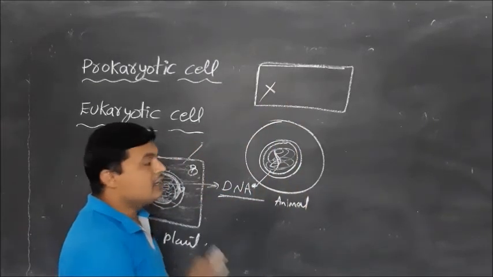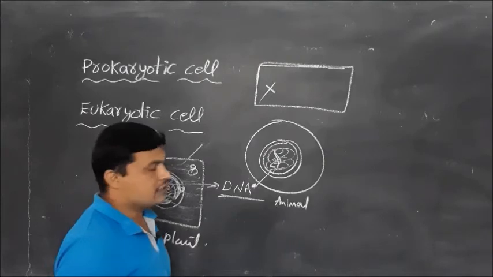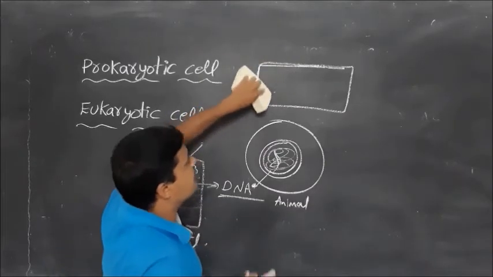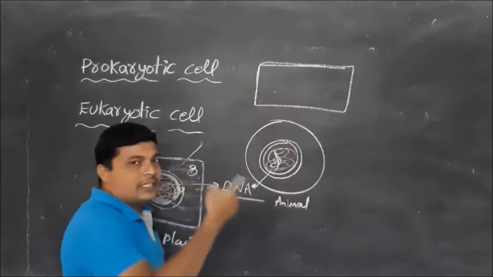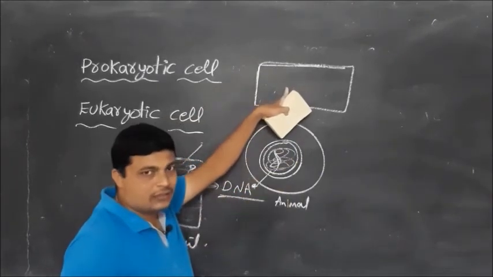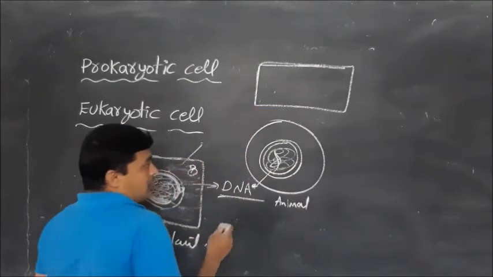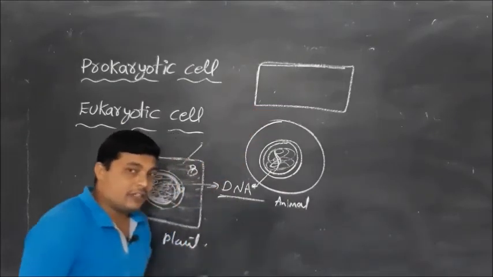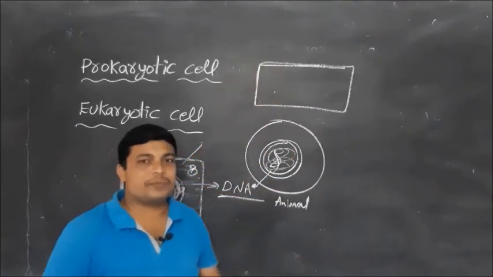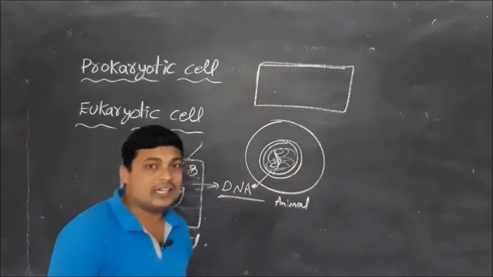But here in this bacterial cell, there is no nucleus. But don't say there is no nucleus, it is a wrong statement. Actually, in this bacteria, there is no nuclear membrane. Nuclear membrane is absent. But what is the location of DNA? Actually, nucleus. But here nuclear membranes are completely absent.